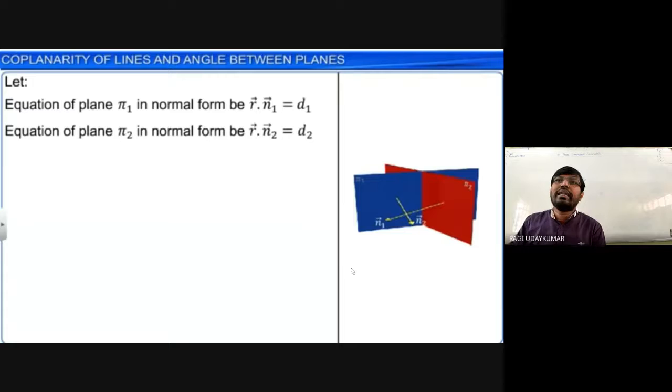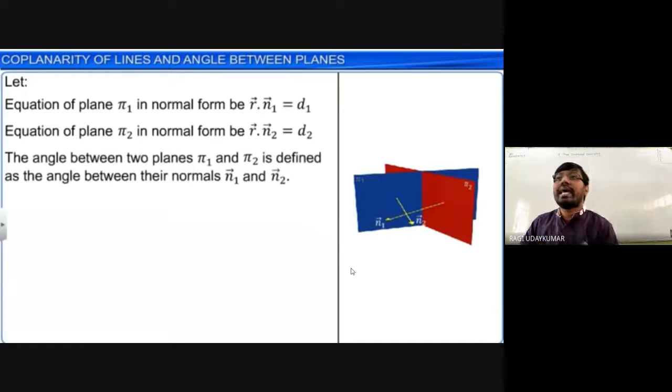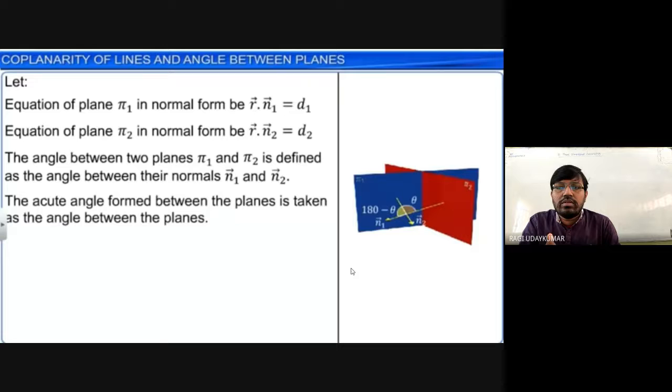So here perpendicular vector क्या है, n1 and n2. Angle between the n1 and n2 lines should be found out. So angle between the two vectors क्या है, two lines. Cos theta is equals to n1 dot n2 by magnitude of n1 into magnitude of n2.